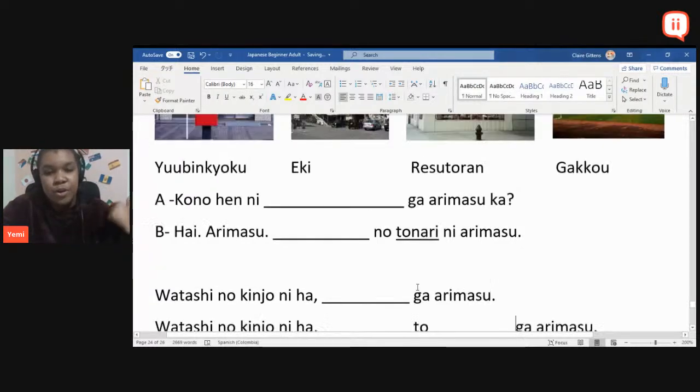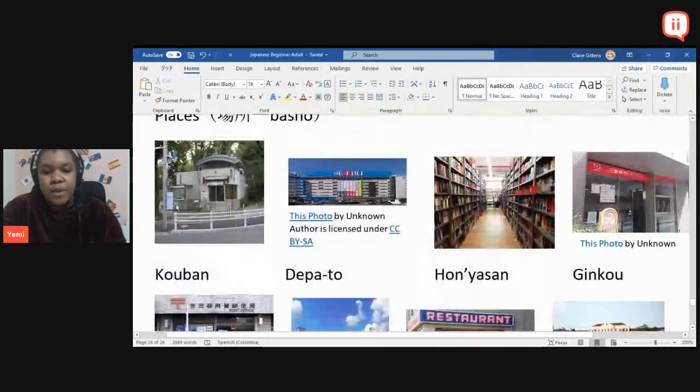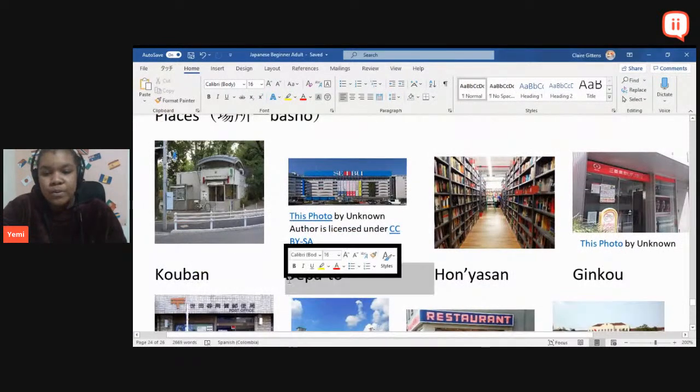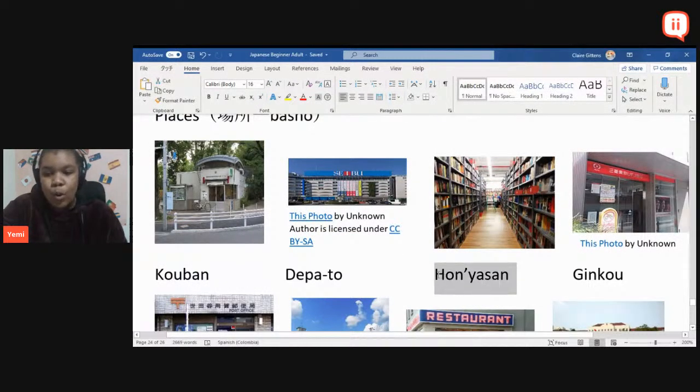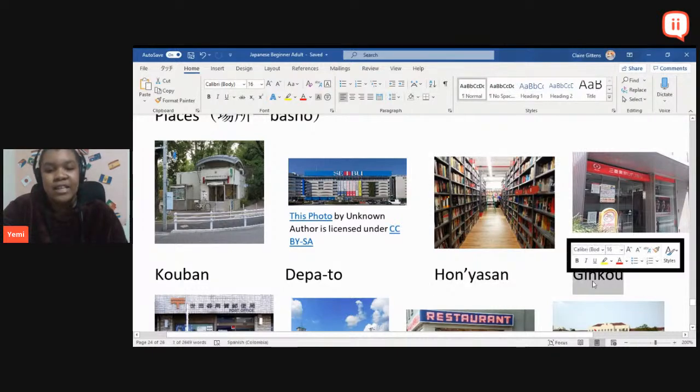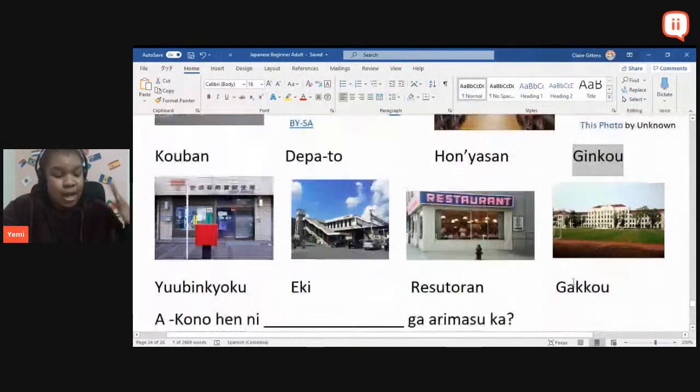Watashi no kinjo ni wa depato to honyasan to ginko ga arimasu. Okay, like this. So what is in your neighborhood? Please try writing what is in your neighborhood.